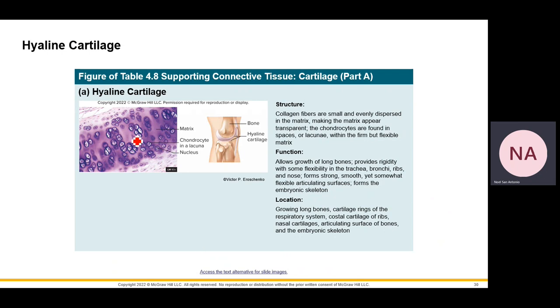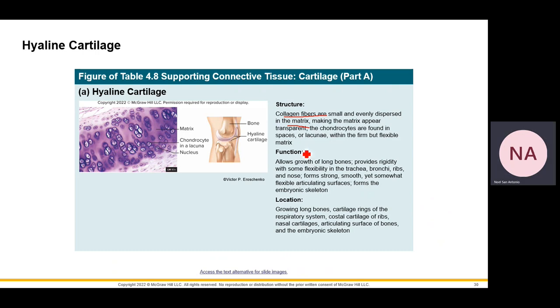So this is how the hyaline cartilage appears under the microscope. Okay? The purple areas on the surrounding is the matrix. And the darker purples represent the lacunae. The cavity of the lacunae is the white part. And inside those lacunae, you will find the chondrocytes. As you can see in hyaline cartilage, the collagen fibers are small and evenly dispersed in the matrix. Hence, it makes the matrix appear transparent. Okay? And as we have said earlier, the chondrocytes are found inside those spaces called lacunae.